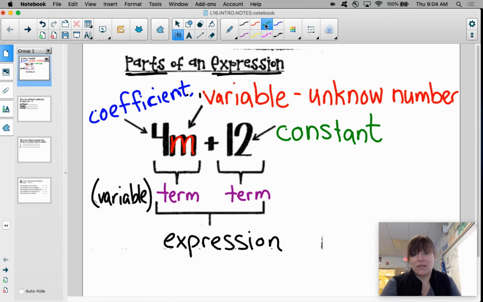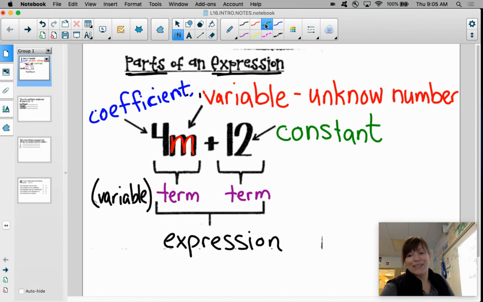So if m is 1, we would then multiply 4 times 1 and then add 12. If m was 5, we would multiply 4 times 5 and then add 12. So it depends on what m actually is as a value. We'd have to know that before we could simplify that down to one number. Okay, so simplifying just means we're going to solve as much as we can. Right now, we can't solve anything yet because we don't know what m is.